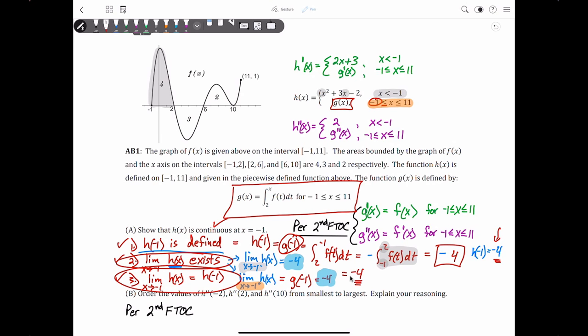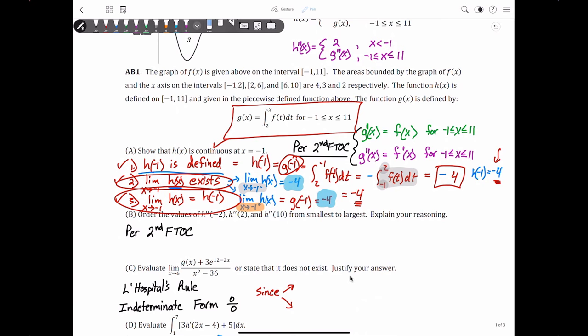Now let's go ahead and move on. Let me unhighlight a couple of things. And we're going to go to part B. Part B says, order the values. So let me erase this so you can read it. Order the values of h double prime at -2, h double prime at +2, and h double prime at 10. And we want to go least to greatest, or smallest to the largest number.